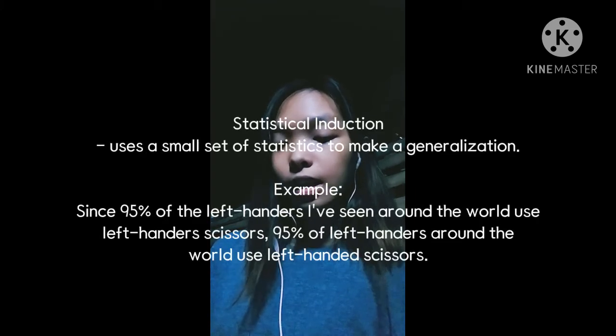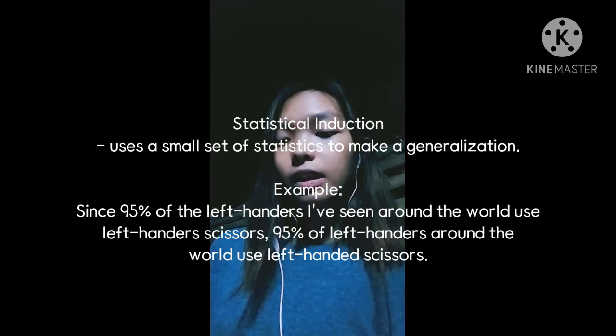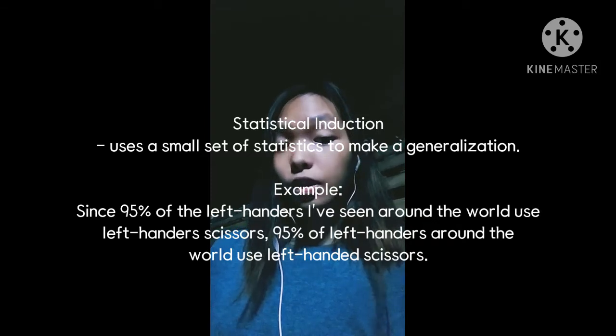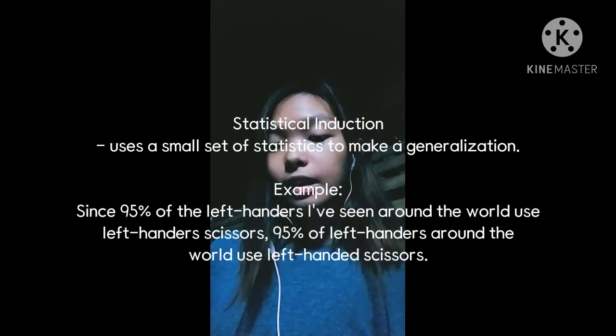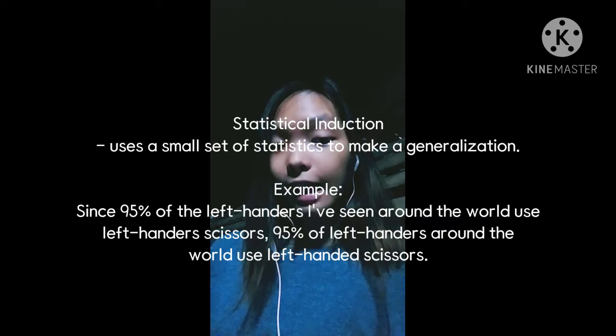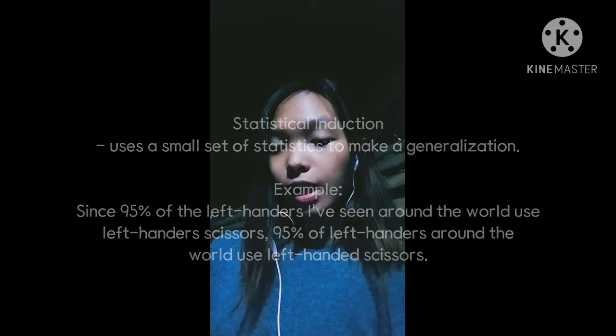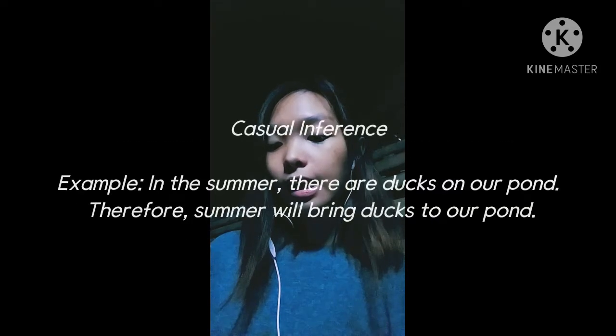There are types of inductive reasoning. First is statistical induction, which is similar to inductive generalization. Statistical induction uses a small set of statistics to make a generalization. For example, since 95% of the left-handers I've seen around the world use left-handed scissors, 95% of left-handers around the world use left-handed scissors.